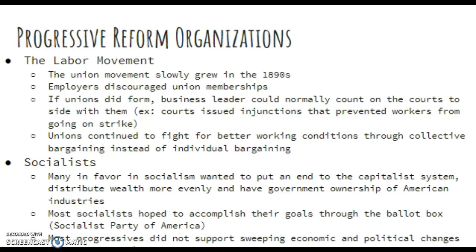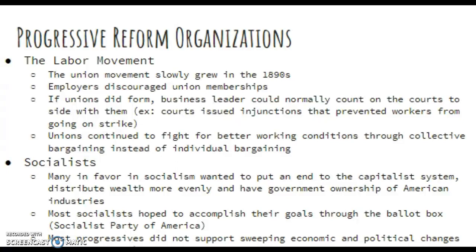Okay, progressive reform organizations. We have the labor movement. The union movement slowly grew in the 1890s. Employers discouraged union membership. If unions did form, business leaders could normally count on the courts to side with them. One example of this would be courts issuing injunctions that prevented workers from going on strike. Unions continued to fight for better working conditions through collective bargaining instead of individual bargaining. And remember, collective bargaining is just when a larger group of people try to make some sort of an agreement.